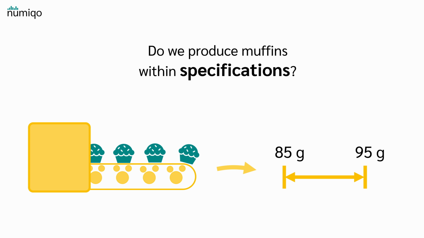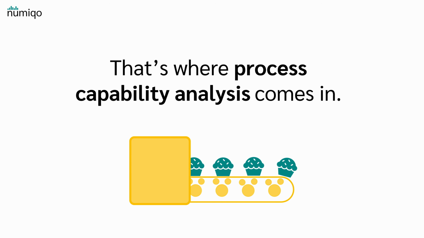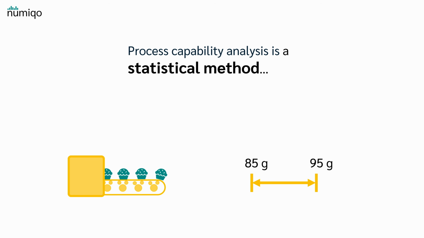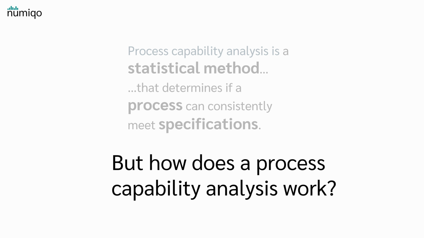But how can we make sure that we produce muffins within specifications? That's where process capability analysis comes in. But what is process capability analysis? Process capability analysis is a statistical method that determines if a process can consistently meet specifications by comparing process variation with the specification limits. But how does a process capability analysis work?